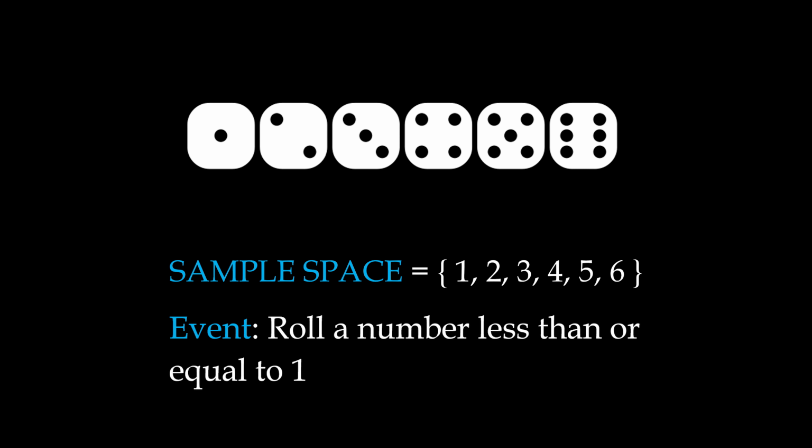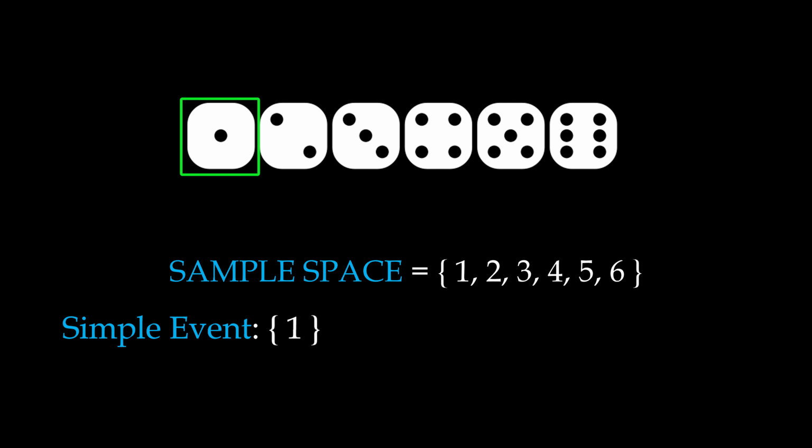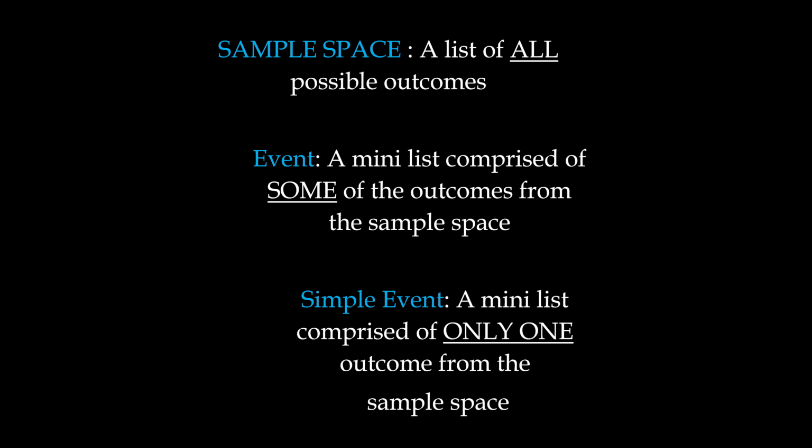If my procedure is to roll a die and get a number less than or equal to 1, the single outcome I'm looking for is this. Again, since there's only one number in our list, we would call it a simple event. So to reiterate, a list of all the possible outcomes is called the sample space. A list of some of the possible outcomes is called an event. A list of just one outcome is called a simple event.